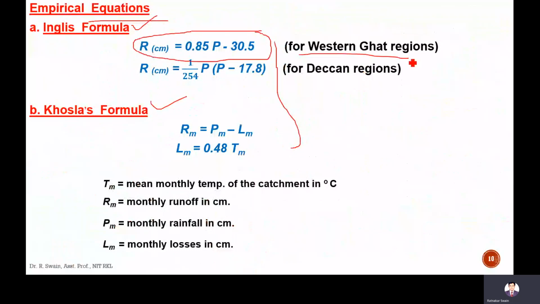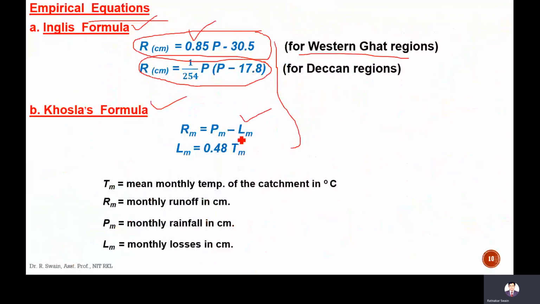For example, when research has been done in the Western Ghats, the formula is applicable for that region. You cannot apply it all over the region. For the Deccan region, the Deccan catchment, you can use this formula. P is the precipitation and R is the runoff in centimeters.